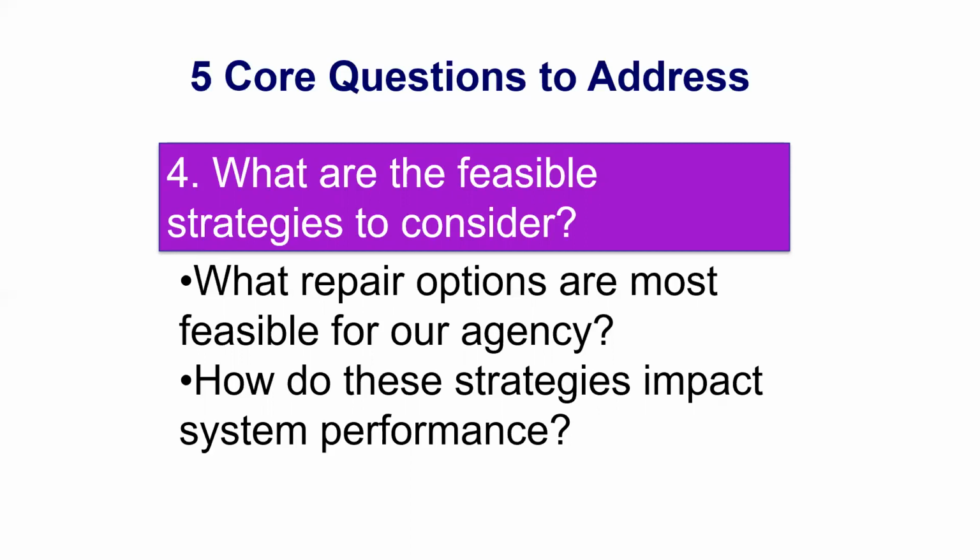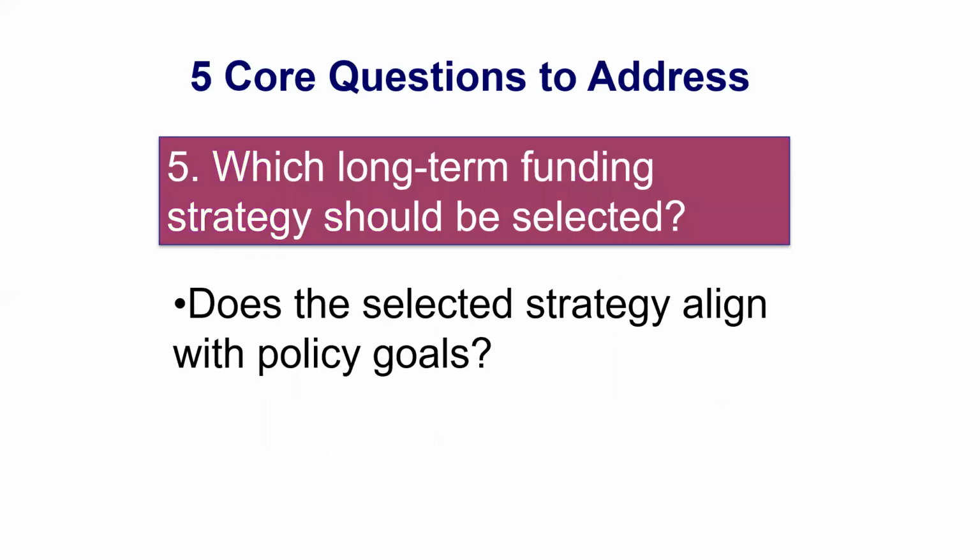And the level that I spend on capital improvement versus maintenance, what kind of impact does that have on how the system's doing? Is that going to get me in a better position or a worse position with my overall roadway network in 5 years? And these are questions that we really need to be able to answer. The last one is, how do we pick which long-term funding strategy?